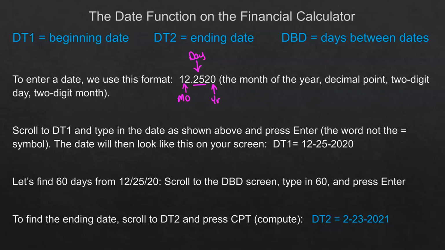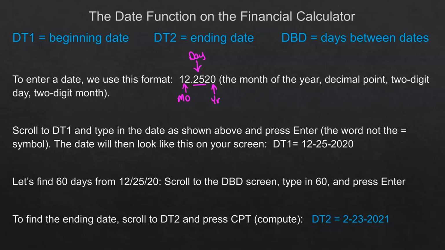Right? So the month first, decimal point, we have to have 2 digits for the day and 2 digits for the year. So if it was like the second of the month, you would have to put 0.02. Okay, so I want you to scroll to DT1 and type in the date that I just showed you above, and that's exactly how you put it on your calculator. So when you're on the screen that says DT1, the only way you can change the date that's on that screen is to put in a new date.